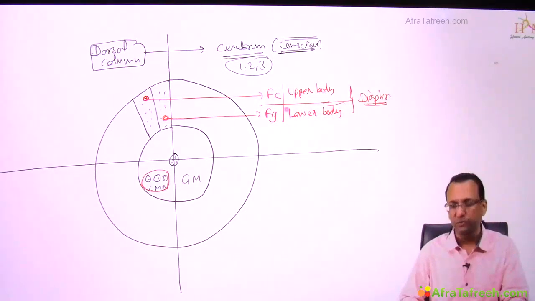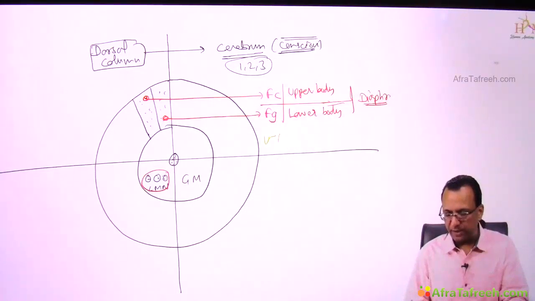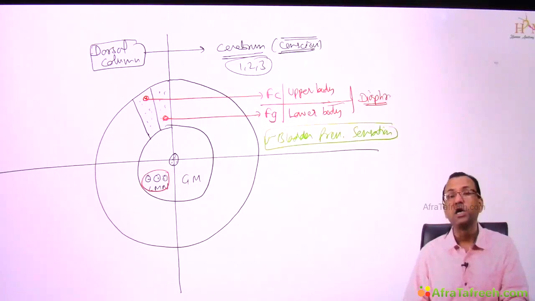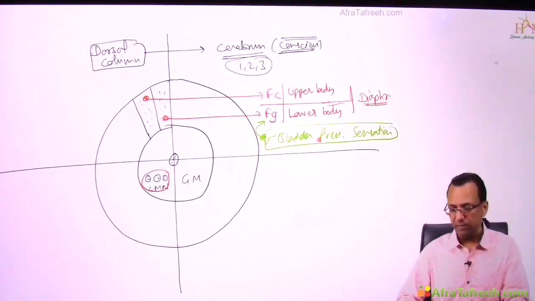I got a question for you. Which of the two will carry urinary bladder pressure sensation? And your answer is: body below the diaphragm, so the fasciculus gracilis. Since the urinary bladder pressure sensation is from below the diaphragm, it will be carried by the fasciculus gracilis.